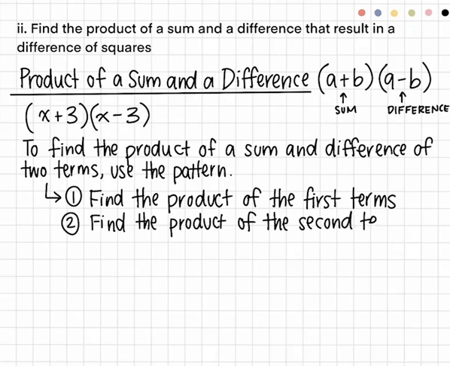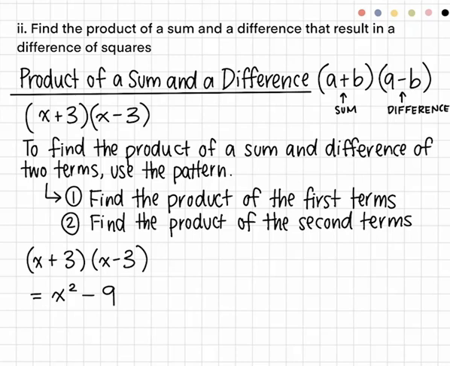All right. So if we use our example up here, x plus 3 and x minus 3, we follow step 1, then we're going to get the product of the first two terms. So I've got x times x is x squared, and then the product of my last terms, or my second terms, is positive 3 times negative 3 is going to give me negative 9.